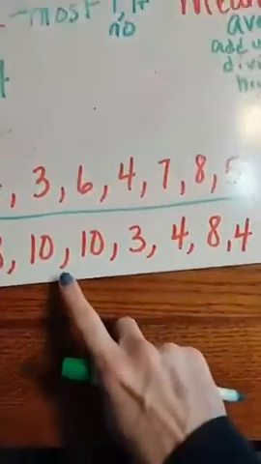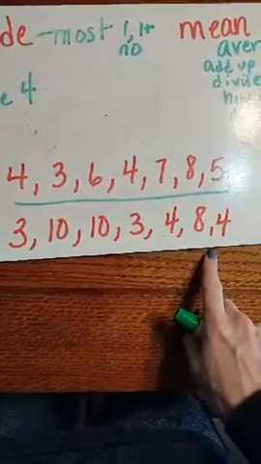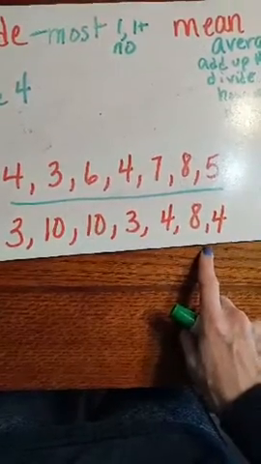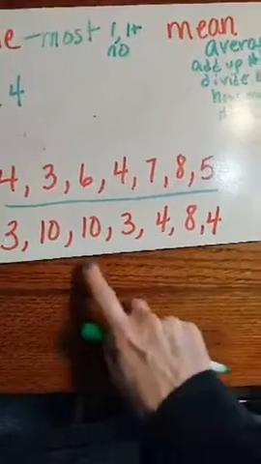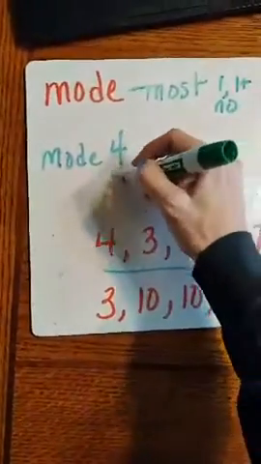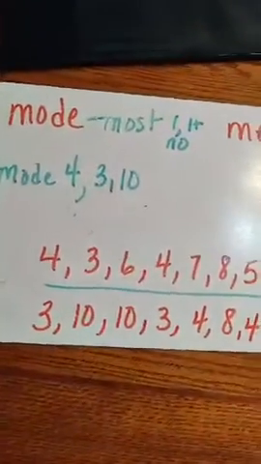If I'm going to find the mode for this bottom row of data, what happens the most? You've got it. I have 3 modes because 3 happens twice, 10 happens twice, and 4 happens twice. So the mode on that second set of data is 4, 3, and 10.